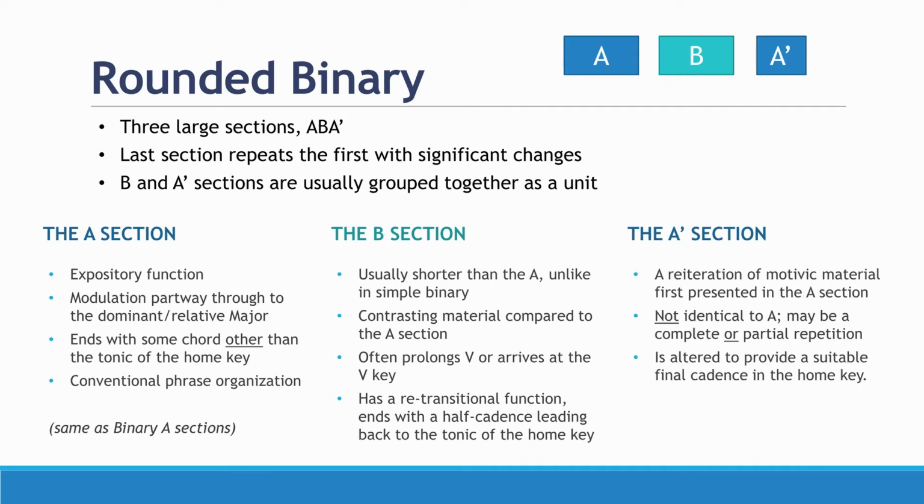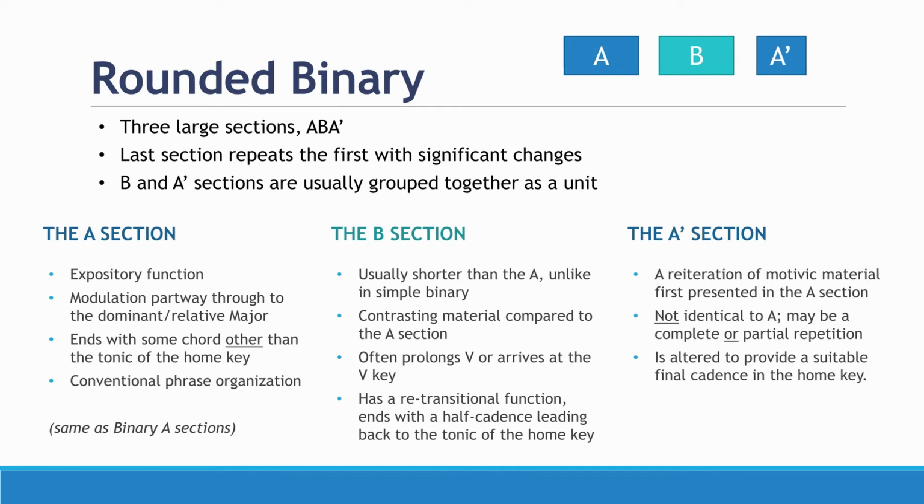Lastly, let's talk about the return of the A section. I'm going to use this little apostrophe mark as a prime symbol, and prime is basically saying that there's some kind of variation happening. So A with variation is what's going to happen at the ending of a rounded binary form. This A prime section is going to be a reiteration of motivic material that was first presented in the A section. So we're going to be able to recognize it as the same melody.